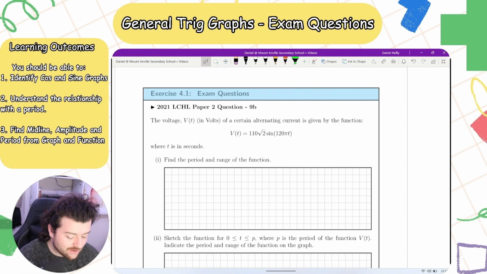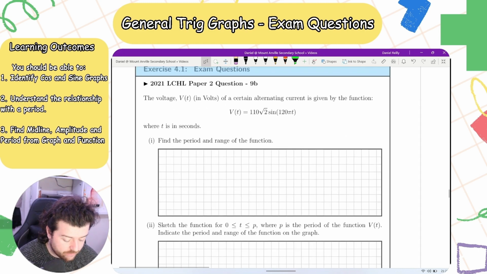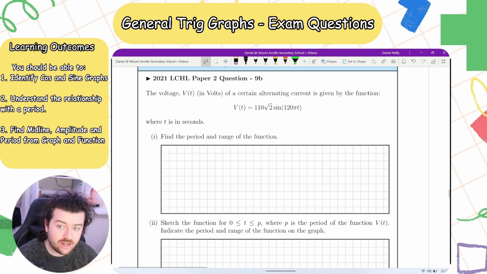Hello everyone. So in this video we're just going to be looking at some exam questions for the general trig graph. Our first one up is from 2021, from paper 2, question 9b.